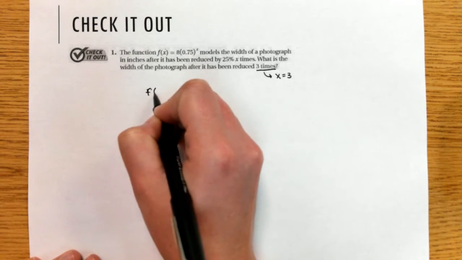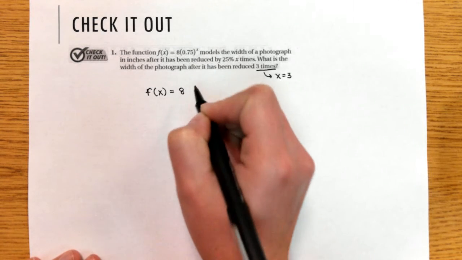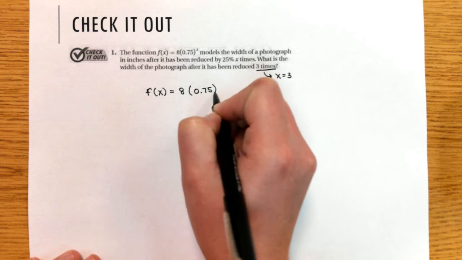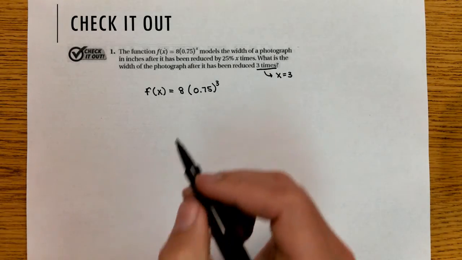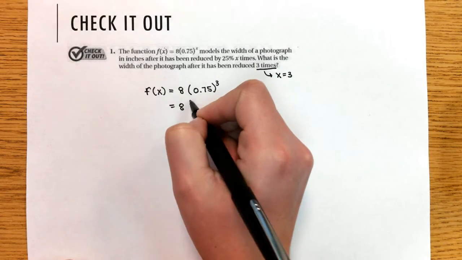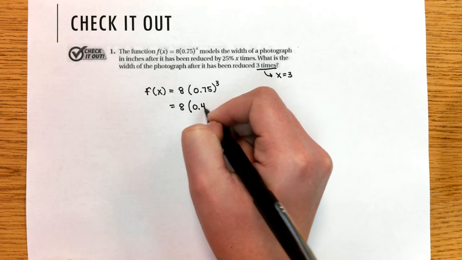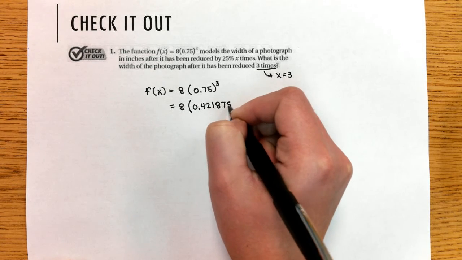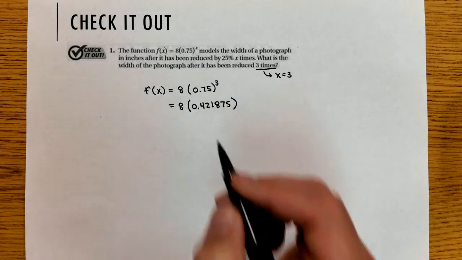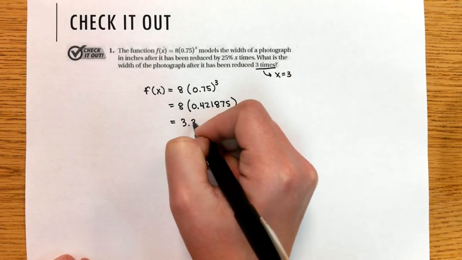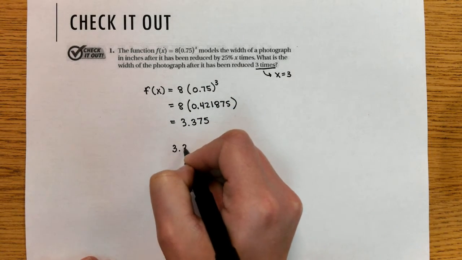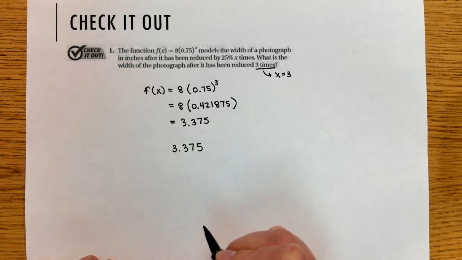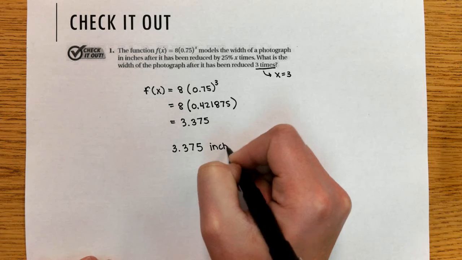Here, this is going to mean x equals 3. So we're going to have f of x equals 8 times 0.75 to the 3rd power. We're going to raise 0.75 to the 3rd power to start, and we're going to have 8 times the quantity 0.421875. We'll multiply that by 8, and you should get 3.375. So this means our picture will be 3.375 inches wide.